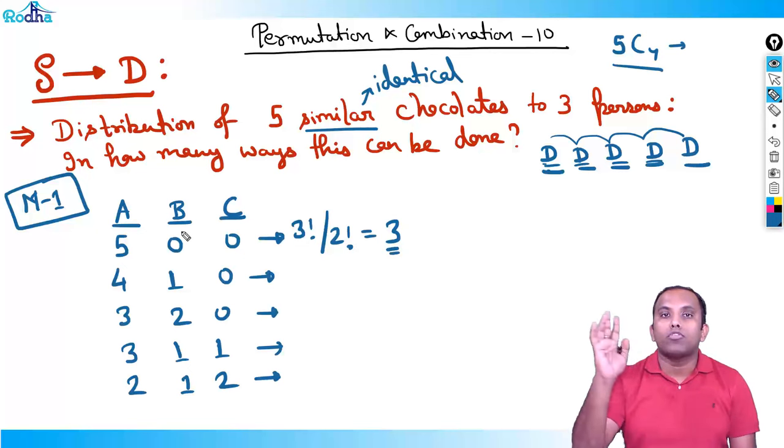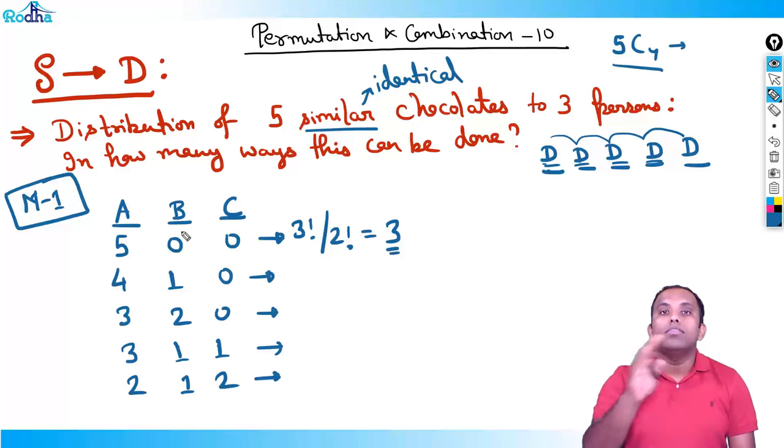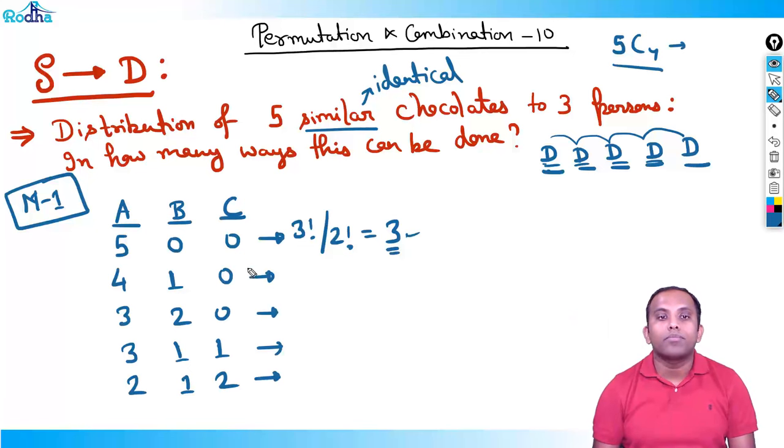Right. Can think at the back of your mind, what are those 3 cases? 500, 050, 005. These are the 3 cases. Okay, 410, now distribution of 3 different things to 3 persons, right? Simply 3 factorial, that is 6. 320, again distribution of 3 different things to 3 persons, right? 3 factorial, that is 6.